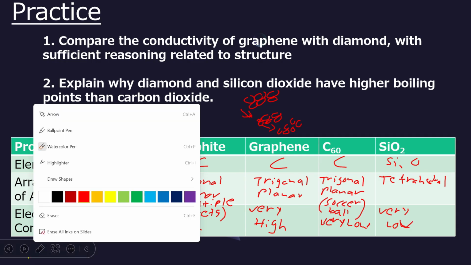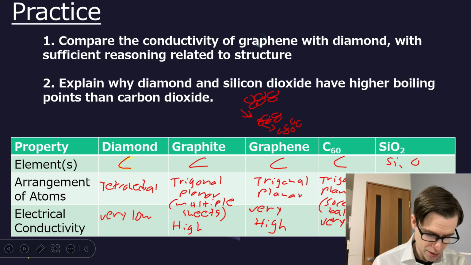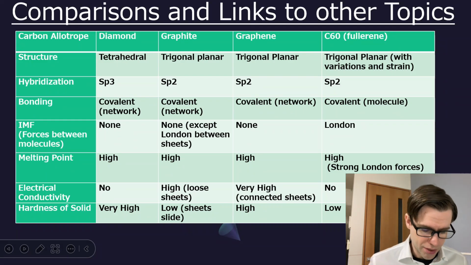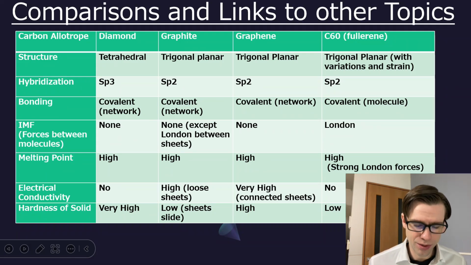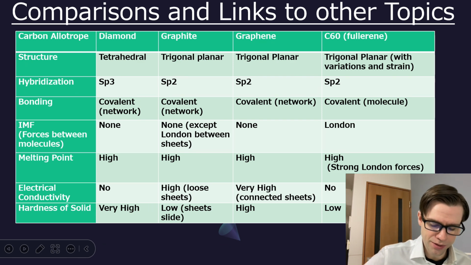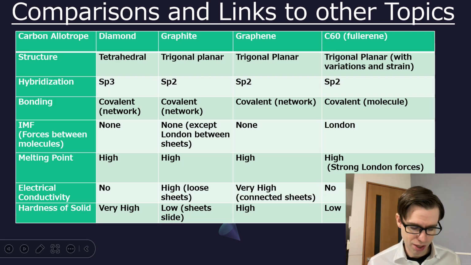Okay, let's move on. That might be all I have today. I do just have one more summary slide, I think. So most of what I just said in that previous activity is also here. Diamond tetrahedral, graphite trigonal planar, graphene trigonal planar, C60 trigonal planar with some variations. Those bonds cannot be exactly 120 degrees as in a normal trigonal planar because you've got to form pentagons and hexagons and then slightly bend those inwards to get the soccer ball shape.